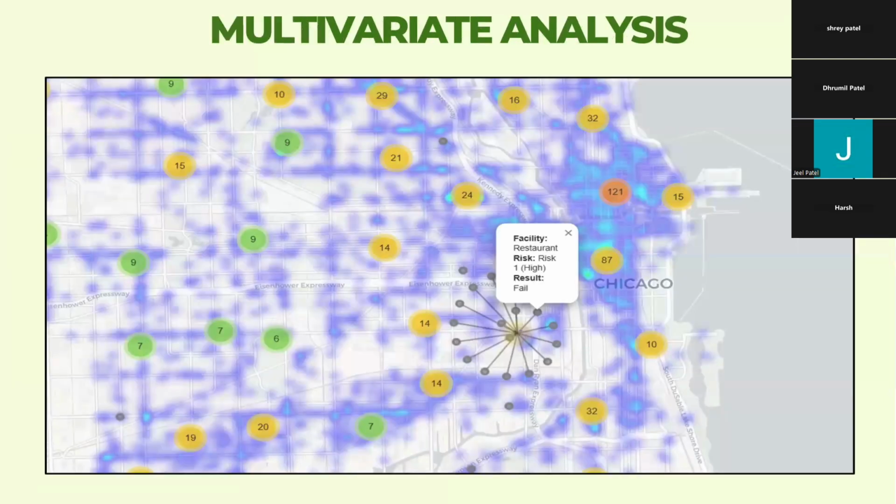After that, we did the multivariate analysis using geospatial features. Here we are looking at the risk factors across Chicago. As you can see, the closer to downtown, the higher the risk is. As you go a little farther from downtown, the risk is green, which means low risk. Can you move to the next slide?